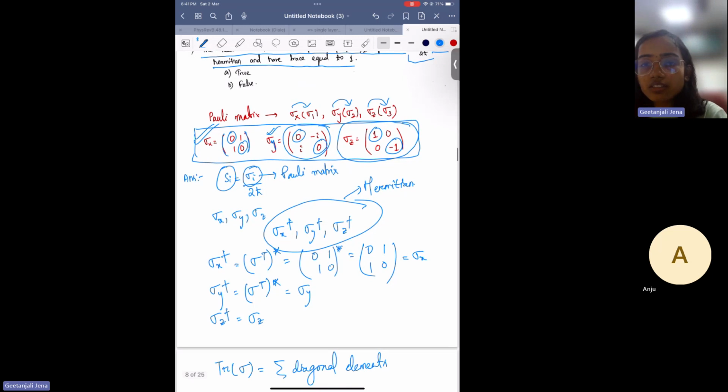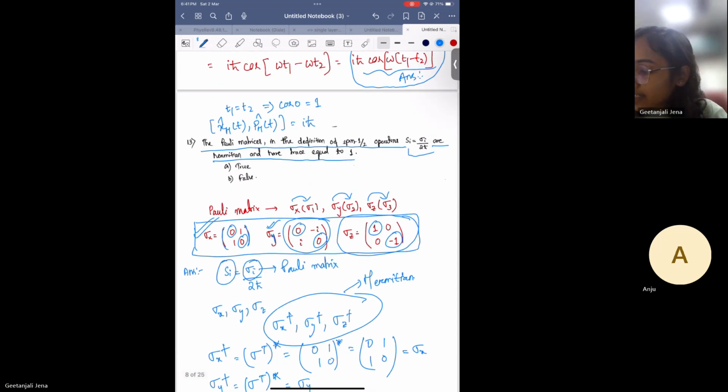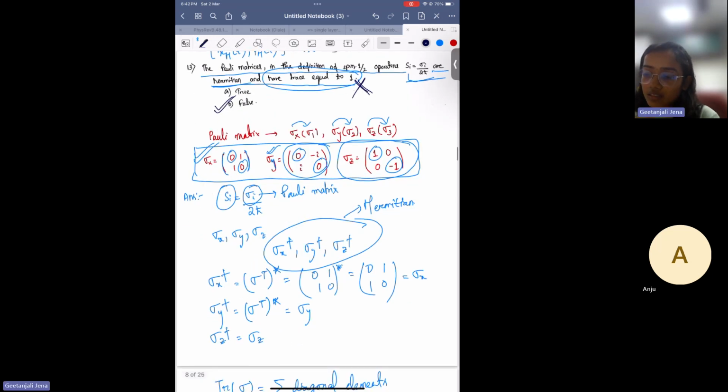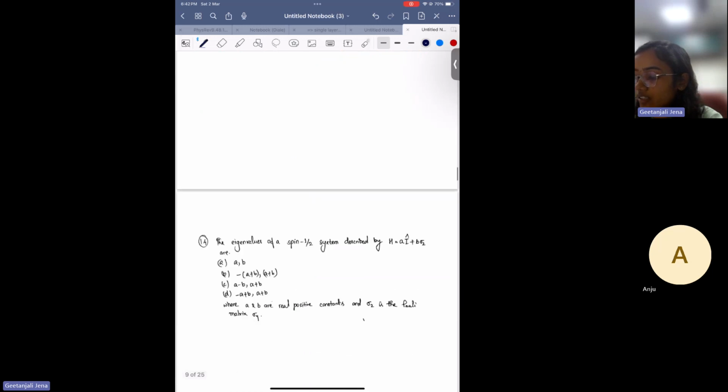So this concludes that the trace of the Pauli matrices is zero and they are Hermitian. But what is given to us in the statement is that these Pauli matrices are Hermitian as well as they have trace equal to 1. So this condition is not true. Trace is not equal to 1, trace is 0. That means the answer is false. So the Pauli matrices have trace 0 and they are Hermitian. These are some of the properties of Pauli matrices.